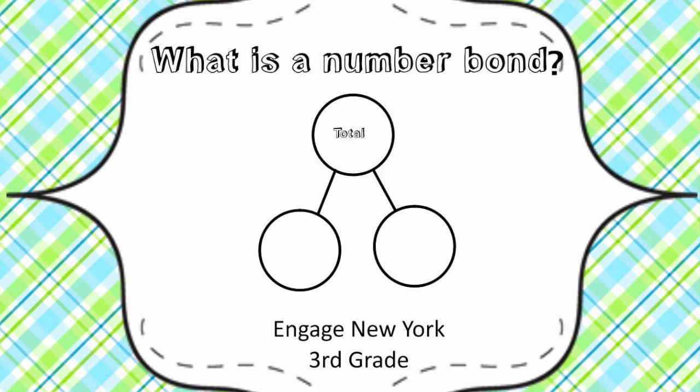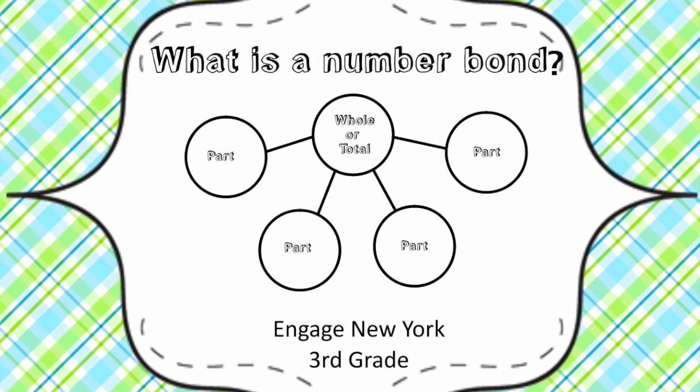Number bonds also have two or more circles at the bottom. These represent the parts, so the parts that make up the whole or the total. There could be two, there could also be three, there could be four, or so on, depending on the number of parts that the problem is presenting us.